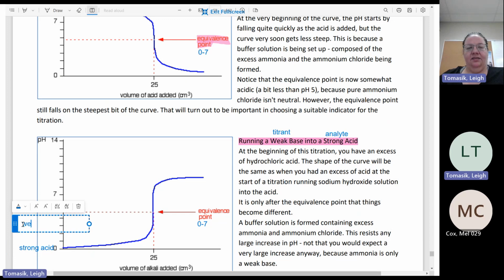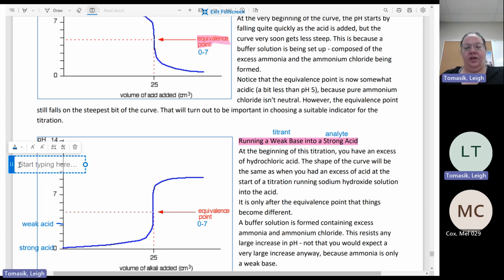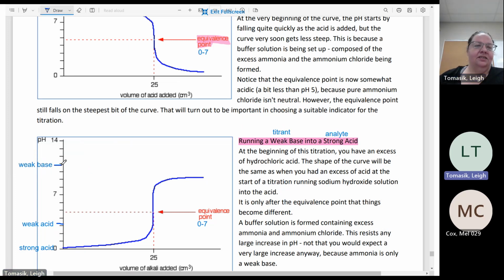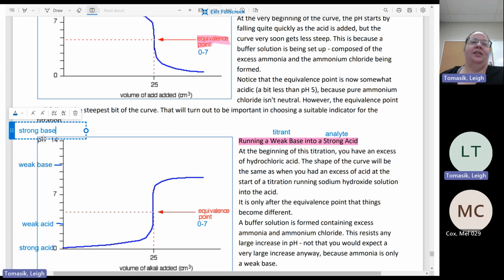A weak acid would start more than 0, less than 7, right? If you have a weak base as your analyte, it would start less than 14, somewhere in there. It doesn't have to be exactly there, just somewhere that's lower than 14. And if you start with a strong base, you're going to start at exactly pH 14, right? So the analyte determines where at each of these 4 places we start, okay?